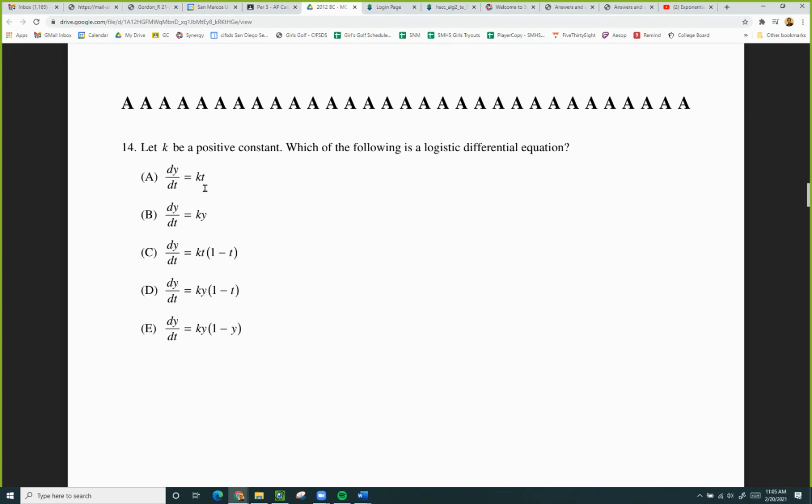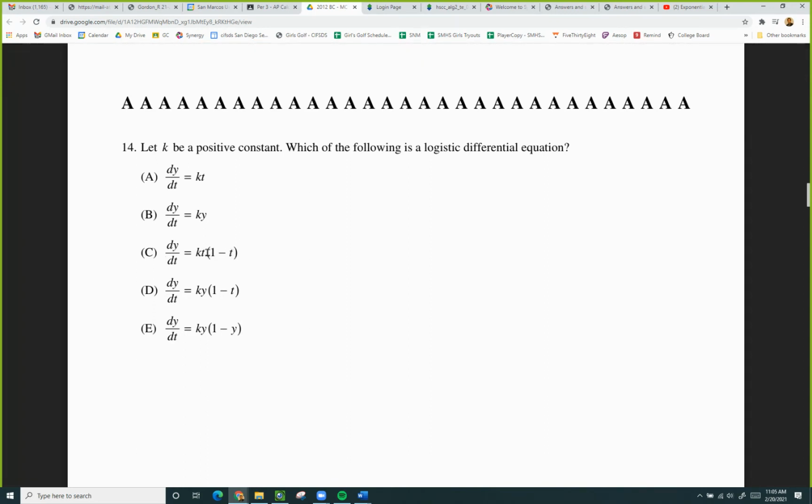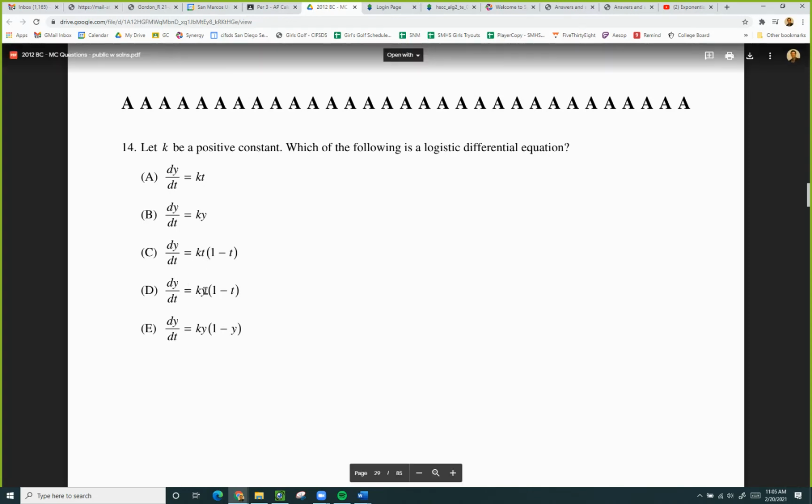Well, it's not kt, it's not ky, so it's one of these here. And notice that C is dealing with the input variable t, so it's not C. D has a y here, but then it has a t here, so it's not that. So it's E. The answer is E.